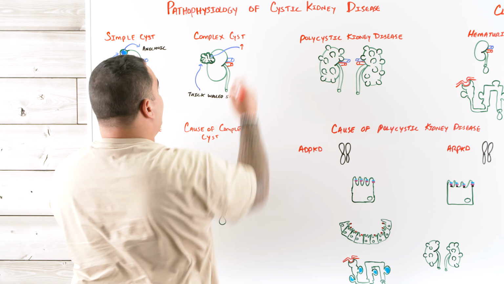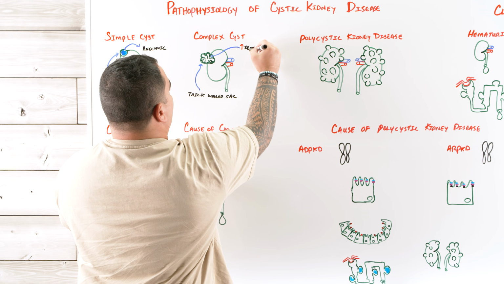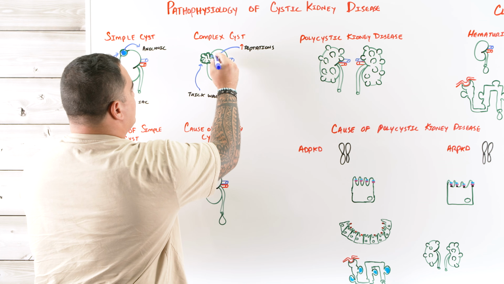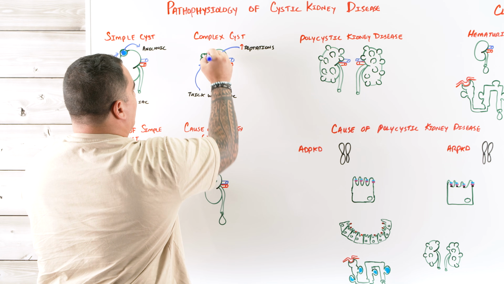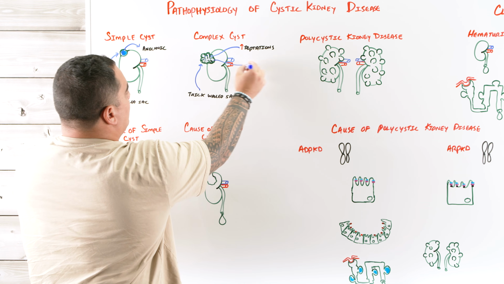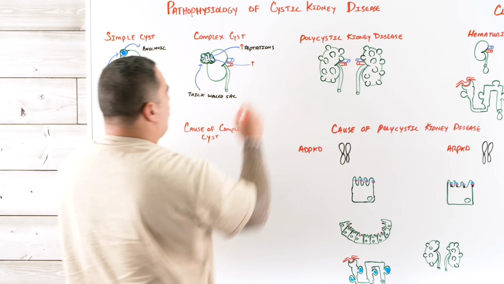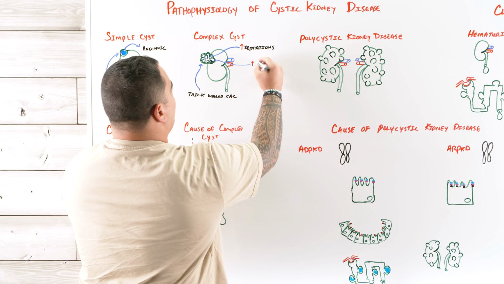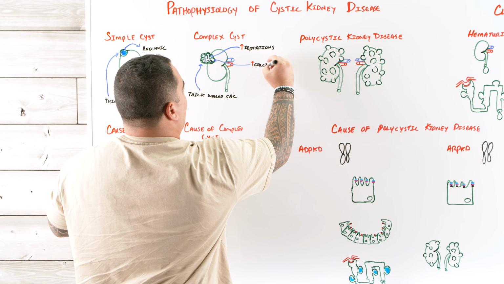The more septations, the more complex the cyst is. Sometimes it may even have some calcifications to it, and I'll represent that with these blue dots here. So if you see a very thick-walled cyst with septations and calcification, this is really concerning, and it makes the cyst no longer a simple one, but more of a complicated one.